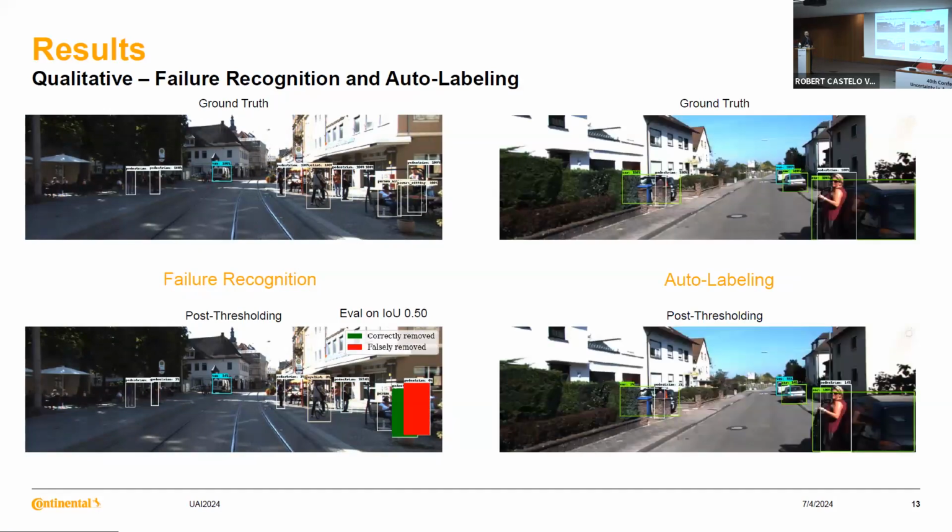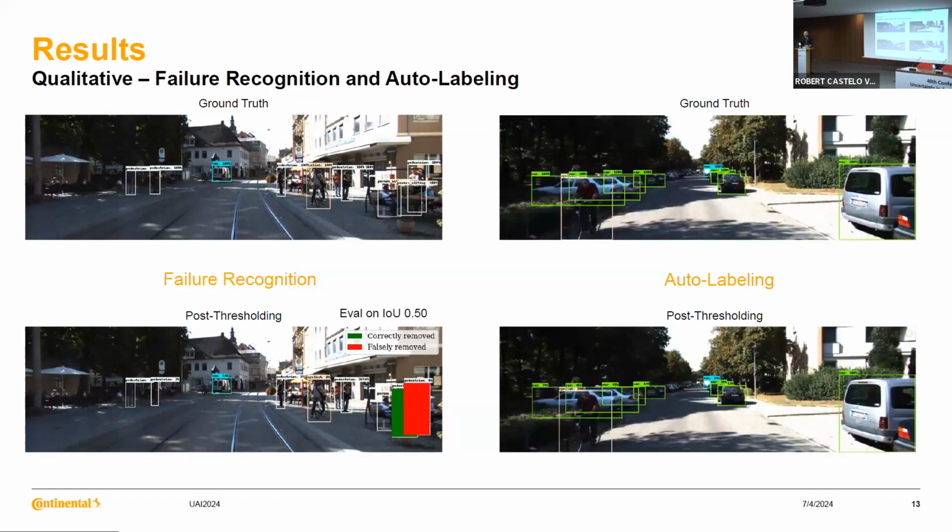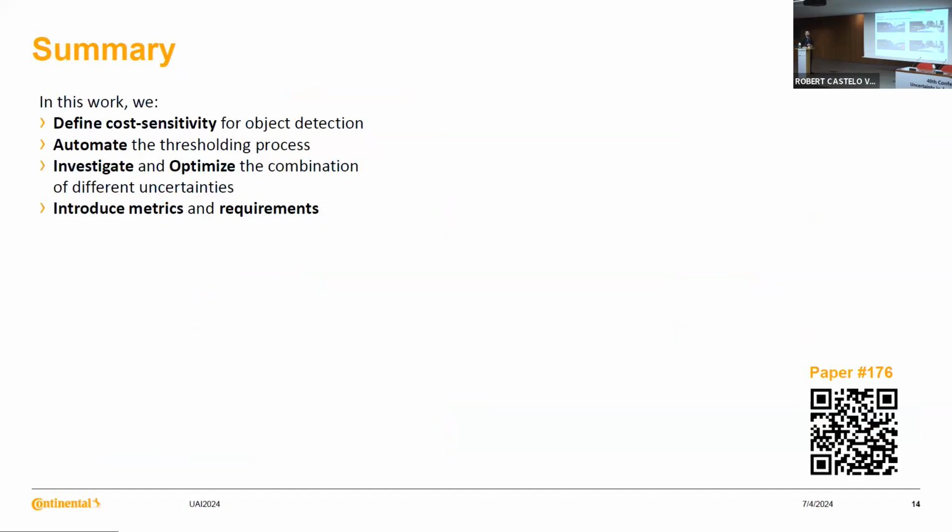So what else can we do with that? If we don't find any mistakes in the model, we can also consider that as an auto-labeled or pseudo-labeled image, where you can see that even this pedestrian that is occluded behind the wall here is still perfectly detected, and the model is not making any mistakes in this image, so we can automatically assign it as auto-labeled. Here we have another example.